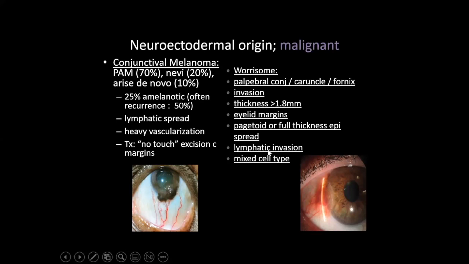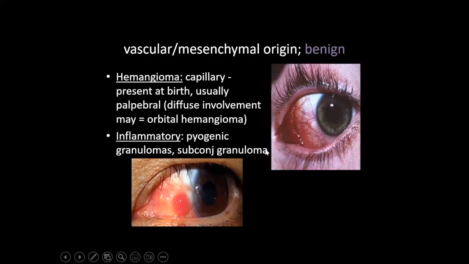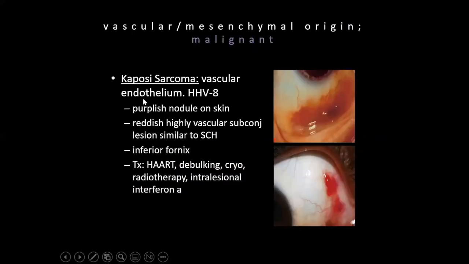Then tumors of vascular or mesenchymal origin. The benign ones are the hemangioma, and then the inflammatory type, pyogenic granuloma. It's pyogenic because it tends to be associated with a lot of suppuration, a lot of discharge. Then we have almighty Kaposi sarcoma, which is a vascular endothelial tumor. It's been found to be associated with the human herpes virus 8. It's one of the key features of HIV infection.